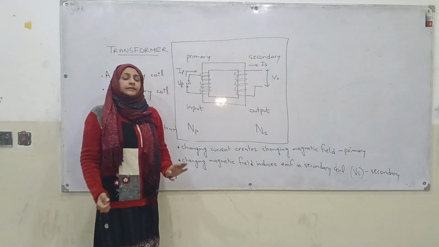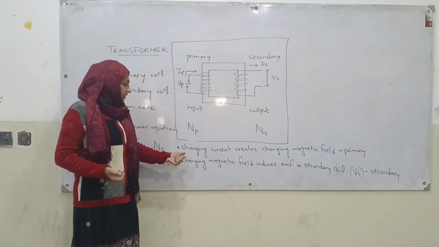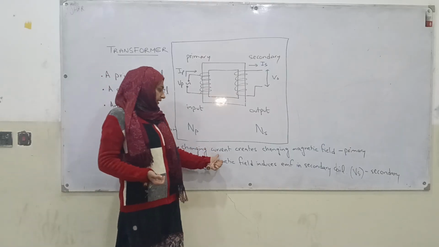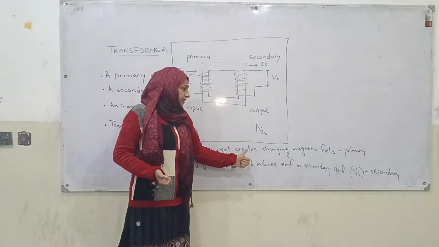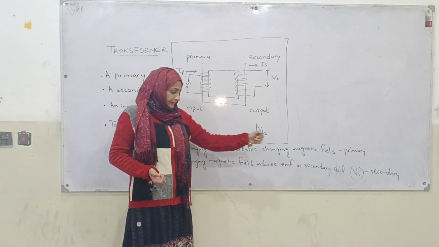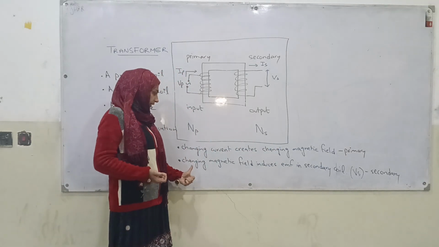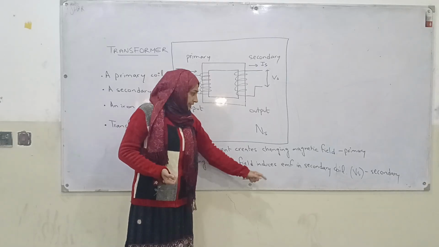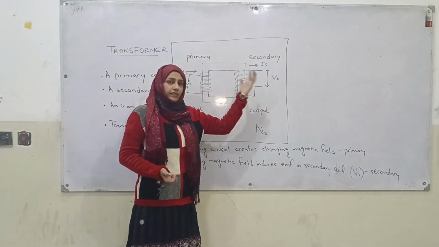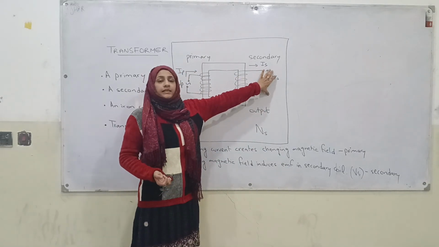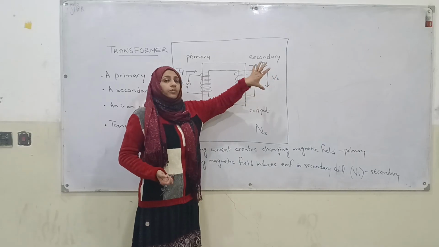So, reviewing this entire lecture, we discussed that changing current at the primary side creates a changing magnetic field. At the secondary, this changing magnetic field induces an EMF on the secondary side. The secondary side is the output side where we connect our load.